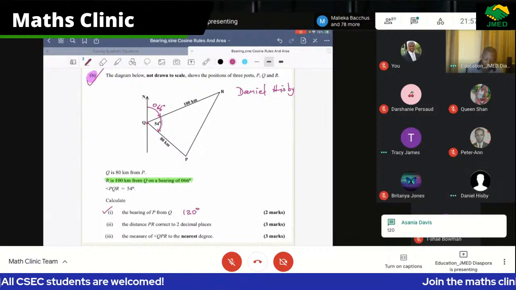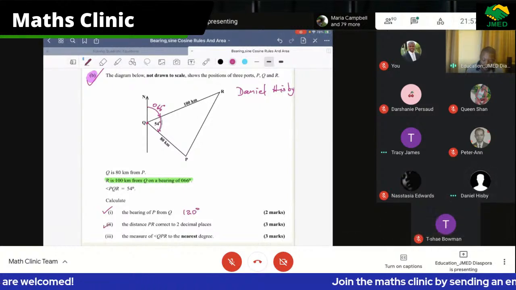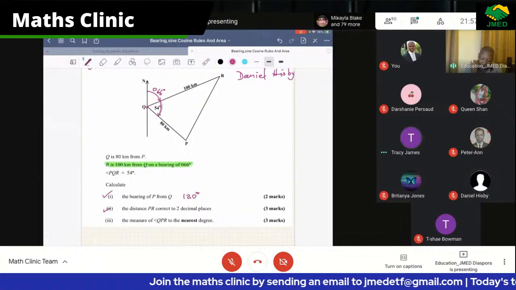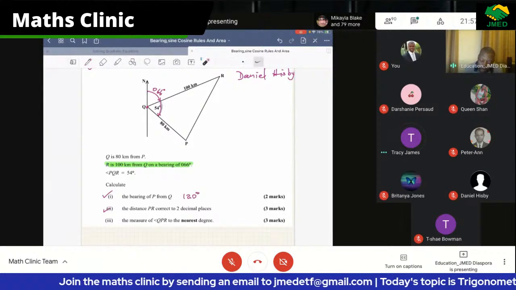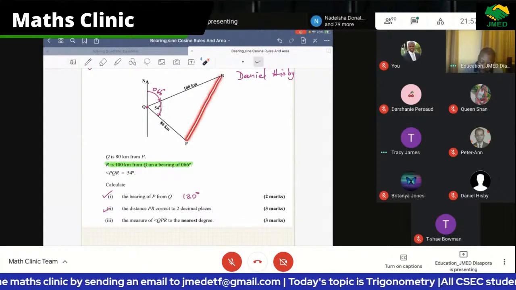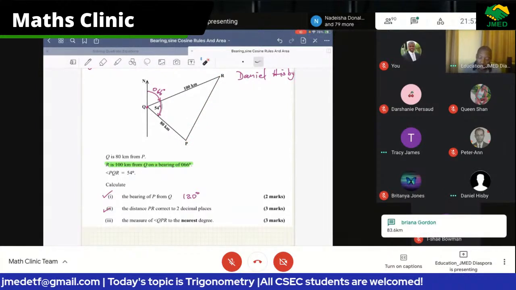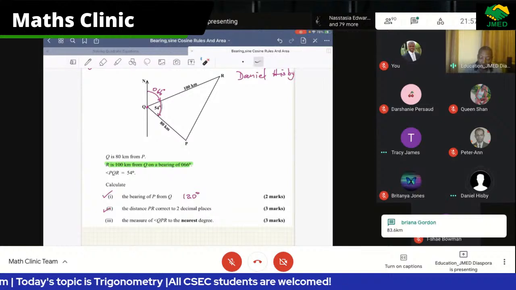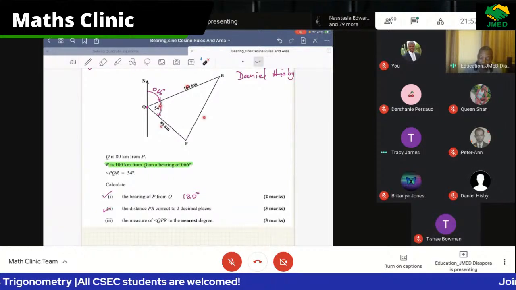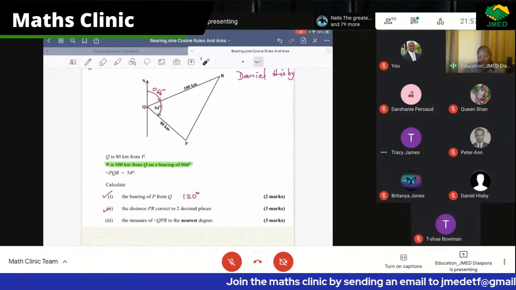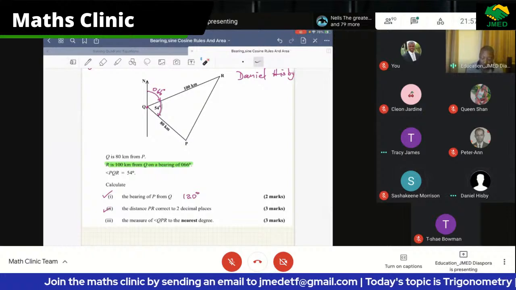Okay? So the second part now says find the distance PR to 2 decimal places. So we want to find this distance here. Now, what you will notice is that, as Dr. Barker says, you won't be given any pair here in this triangle. So if we don't get a pair, we're going to use which of the rules? The cosine rule. Okay?